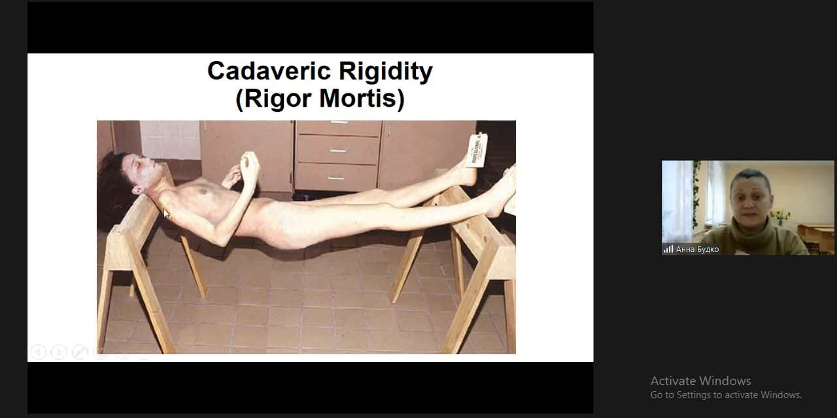Look, on this slide you can see cadaveric rigidity or rigor mortis in all muscle groups, in the whole body. Because look, you can see fixation under the head and under the legs only, but the body has a horizontal position, because muscle tissue has a very, very dense consistency due to the change of actin and myosin into gel.